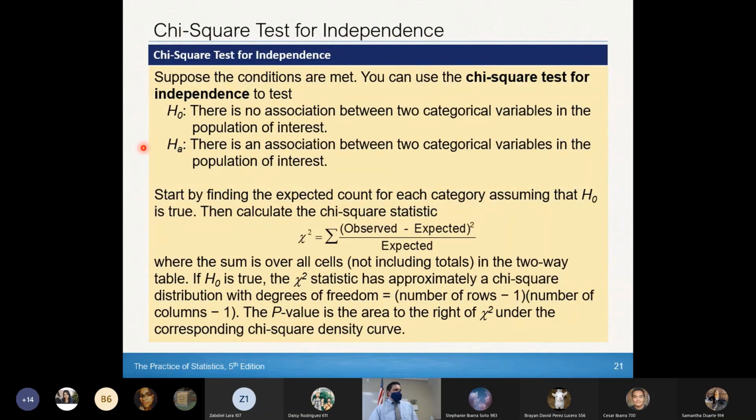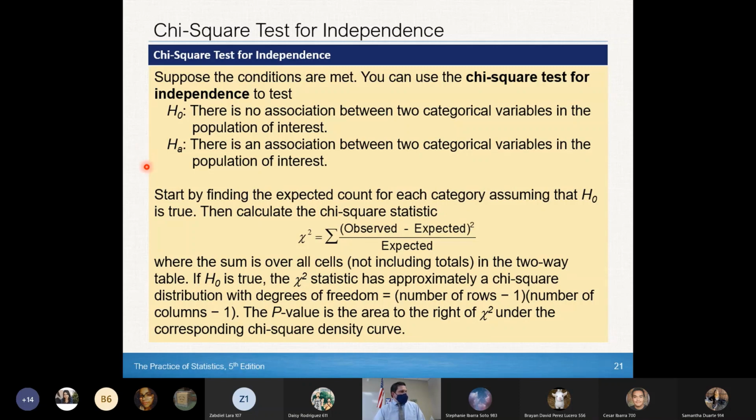So this is the basic rundown again for how to conduct a chi-square test for independence once we've checked our conditions. Right? Suppose the conditions are met. You can use a chi-square test for independence to test the null hypothesis that there is no association between two categorical variables in the population of interest versus the alternative that there is an association between two categorical variables in the population of interest. We're going to start by finding the expected count for each category, assuming the null hypothesis is true. We use the same exact strategy we did in the previous example for finding our expected counts. Row total times column total divided by table total for each entry.